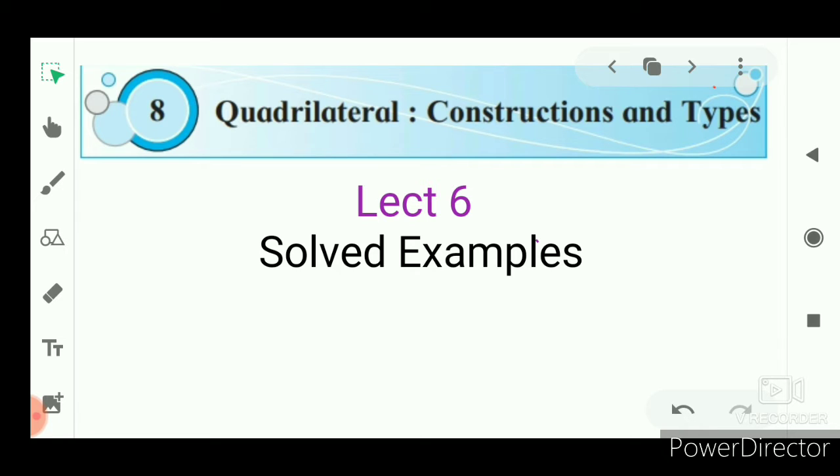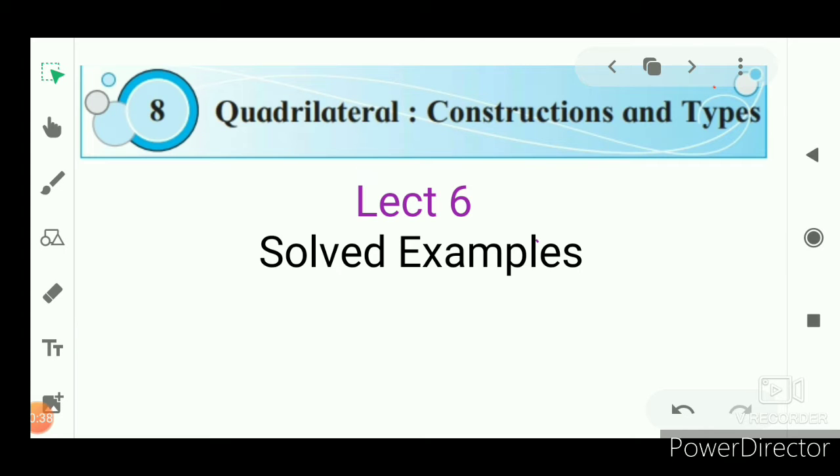The three types of quadrilaterals we have seen, that is rectangle, square and rhombus, are based on the measurements of their sides and their angles. In a rectangle, all the angles are 90 degrees and the opposite sides are congruent. Also, one more property of the rectangle is that their diagonals are congruent to each other. Next is the square.